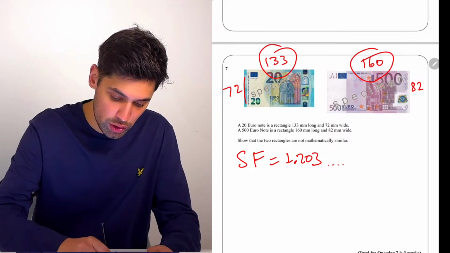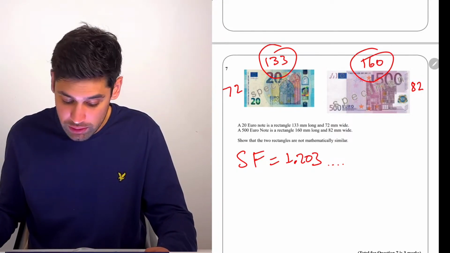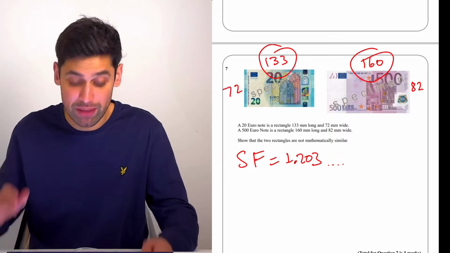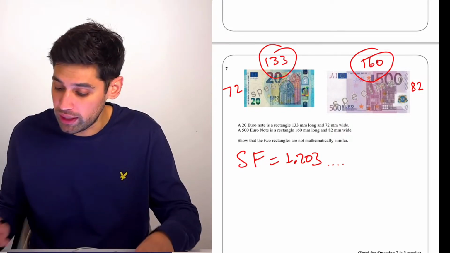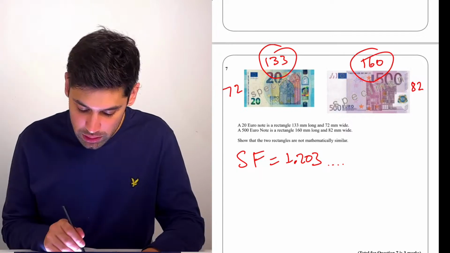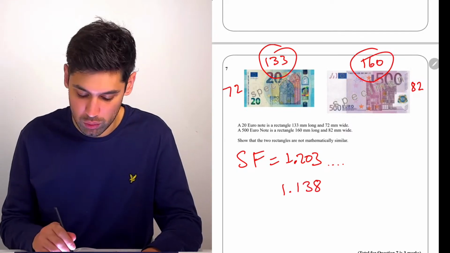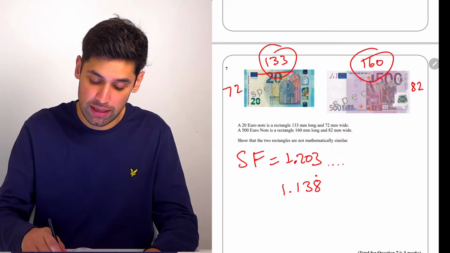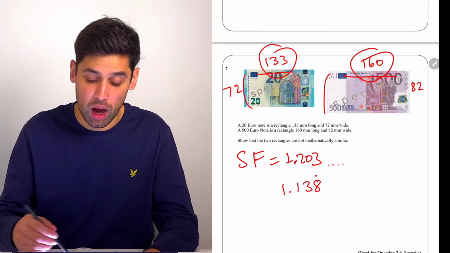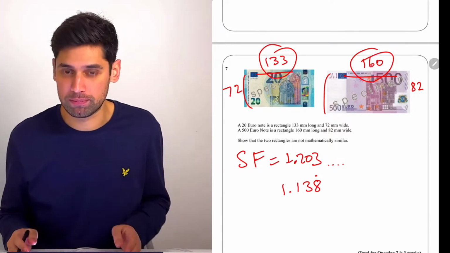I hope I didn't draw those lines and they look like ones now. So 82 divided by 72, the same way we did big divided by small in the last one, we'll do big divided by small here. 82 divided by 72 is 1.138 recurring. Now, just the fact that those two scale factors, length to length and width to width, are not the same proves that these are not similar shapes.